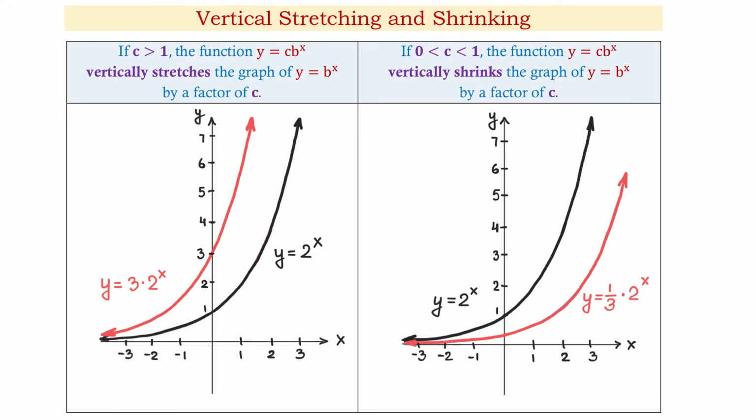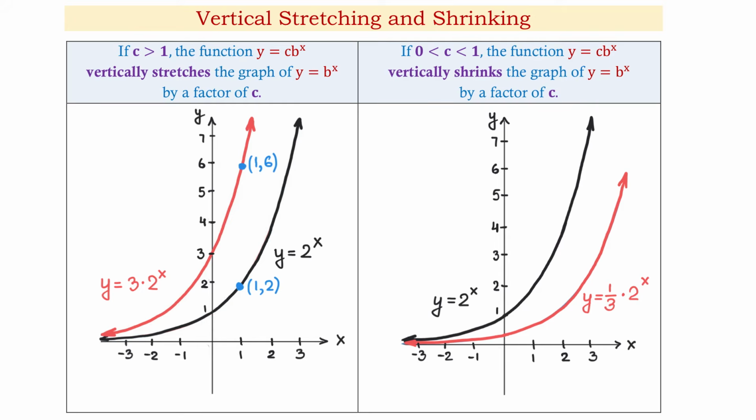its shape. If we multiply the function y equals b to the x power by a constant c, and this constant is greater than 1, then the graph will be stretched vertically by a factor of c. For example, in this figure, one function is y equals 2 to the x power, and the other one is y equals 3 times 2 to the x power. This is a number that is greater than 1, therefore, this graph is stretched vertically by a factor of 3. This means that to obtain this function, each y-coordinate of the first function needs to be multiplied by 3.